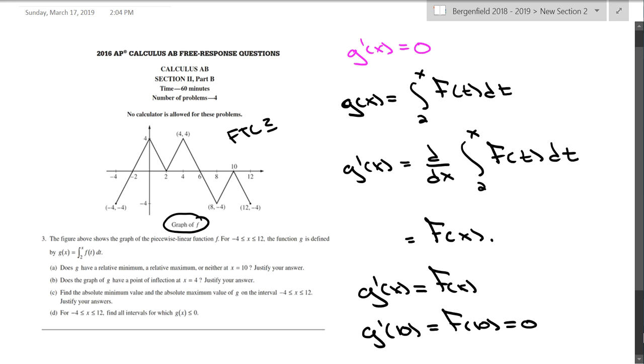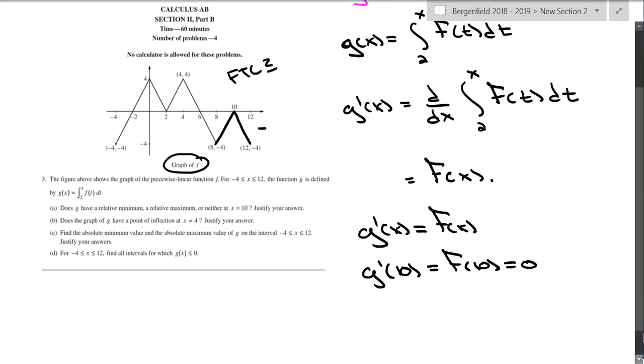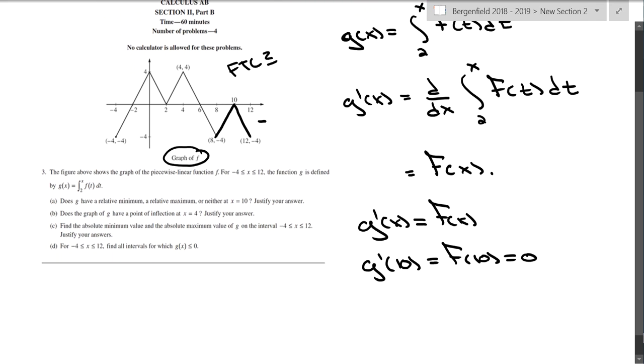And if you notice, even though we're going up and then down, that thing stays negative the whole time. So since f of 10 is less than 0 for all values between, I don't know, 8 and 12, we can say that there is no relative max or relative min.